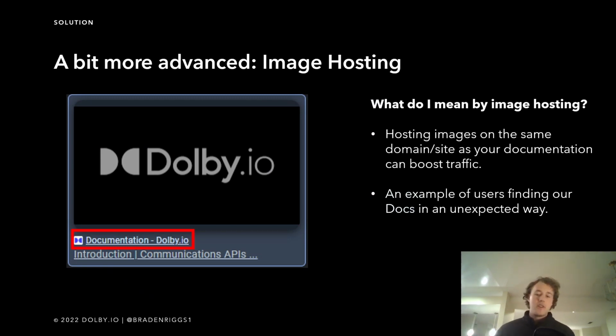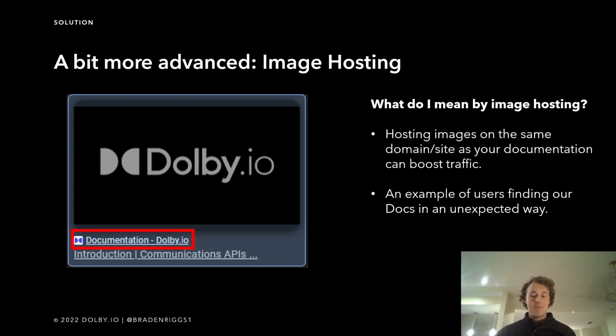So sitemaps, broken links, and alt text are all pretty basic. But what are some more advanced tricks that we're working on to improve our SEO at Dolby.io? Well, one trick was actually to host the images on the same domain and site that you're showing them on, not on a third-party image hoster or a bucket. As we mentioned before, people getting to the docs and navigating content isn't as linear a path as you would like to believe. And some people find content in a range of ways.